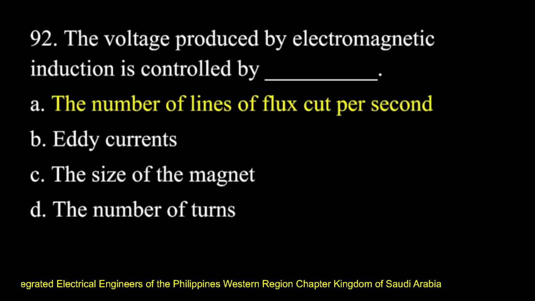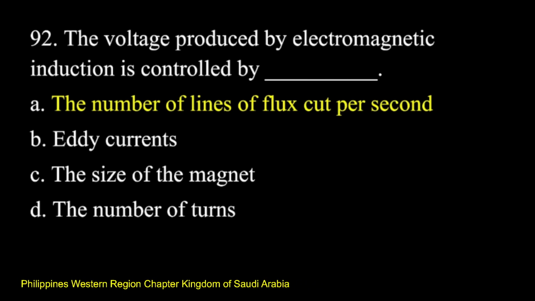The voltage produced by electromagnetic induction is controlled by blank. A. The number of lines of flux cut per second. B. Eddy currents. C. The size of the magnet. D. The number of turns.